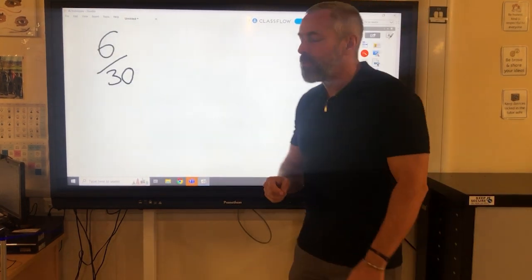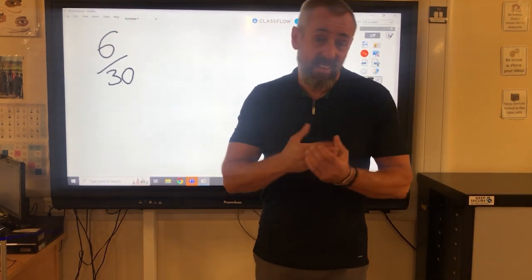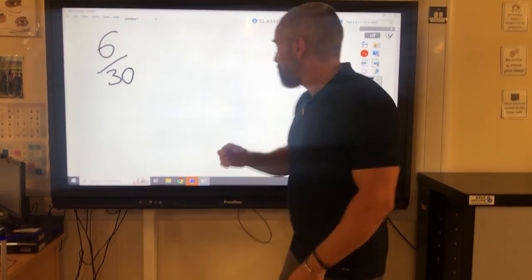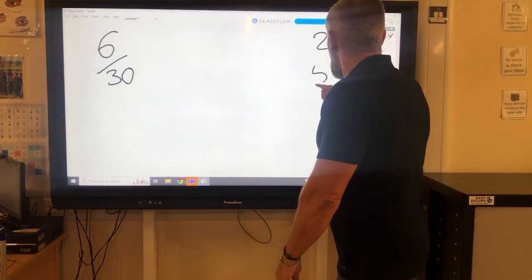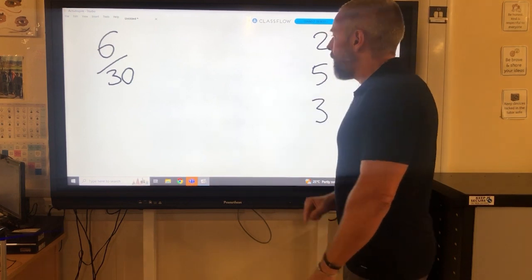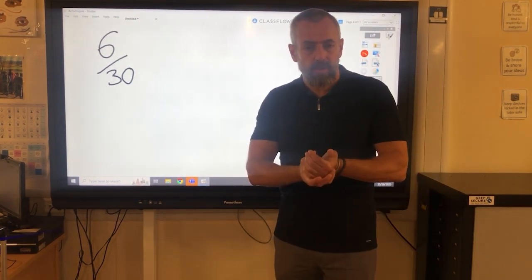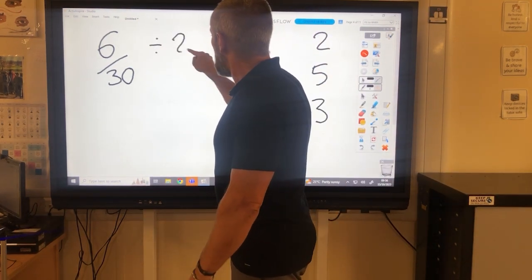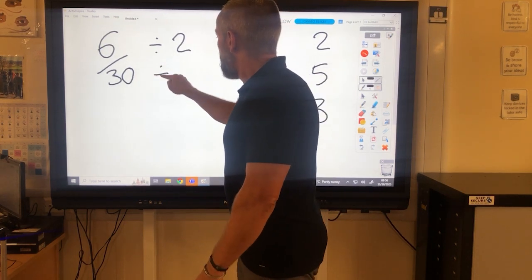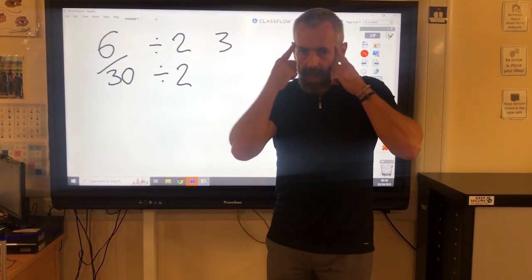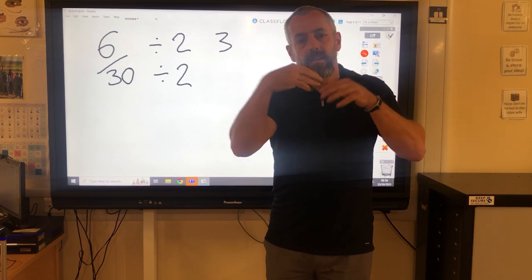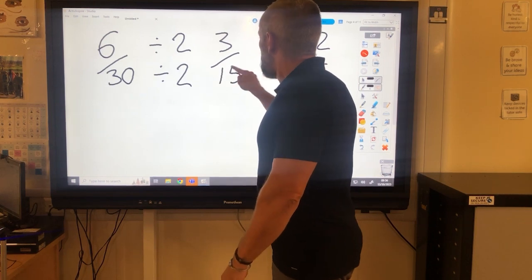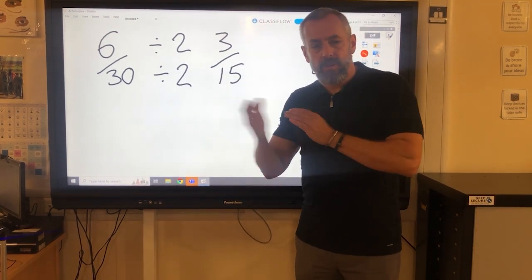Let's do another example, 6/30. Again, James, Jamie, you might be able to look at that and see a different times table, but we're going to follow our process. 2s, 5s, 3s. Are both of those numbers in our 2 times table? Yes, they are, because they're both even numbers. 6 divided by 2 will give us 3. 30 divided by 2, well, let's work it out. 2, 4, 6, 8, on and on and on. Use these. Will give us 15.